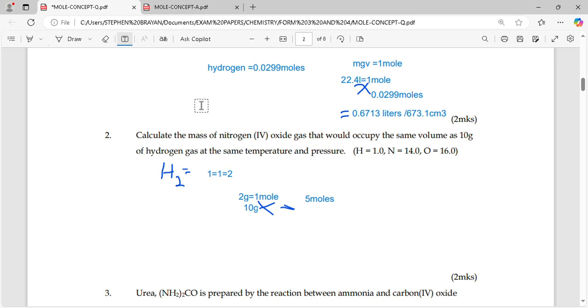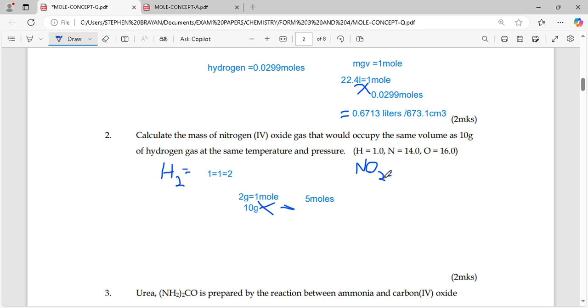And remember, you've been told to calculate the mass of nitrogen oxide gas occupying the same volume as 10 grams. That means the number of moles are still going to be the same. That means nitrogen oxide gas pia itakuwa na 5 moles. Tunaelewana hapo? Now, you ask yourself, remember you have to know how to write nitrogen oxide gas. Nitrogen oxide gas is written as NO2.